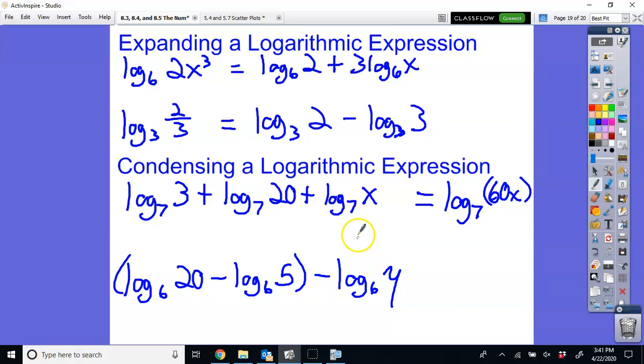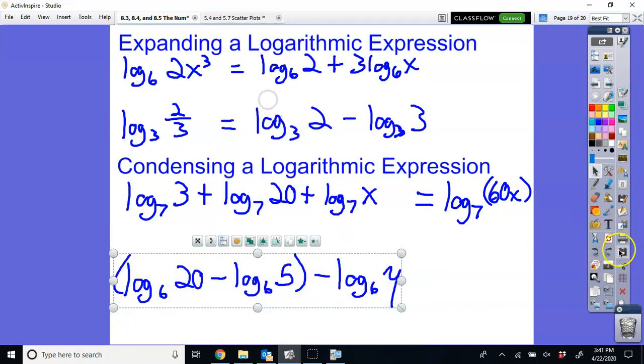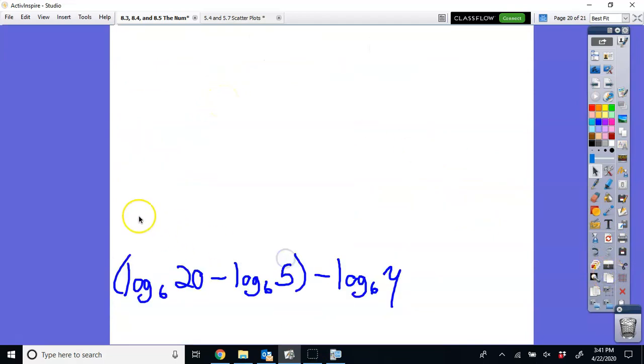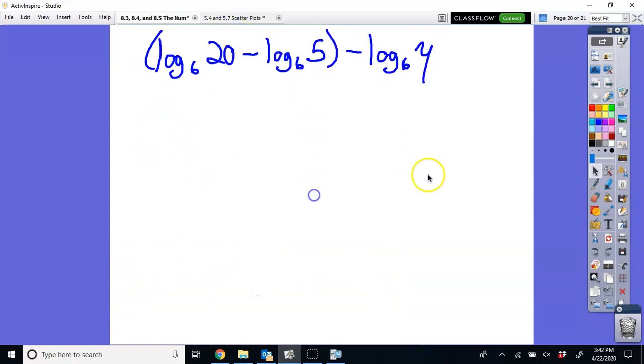I threw a little wrench at you here. So I am going to take this one and take a little bit more time explaining it. I'm also going to move it to a separate page so you can see it at the top of the page a little better. So let's take that little guy here, slide him up here. Now remember, we're trying to condense this. Notice inside the parentheses you have log base 6 of 20 minus log base 6 of 5.